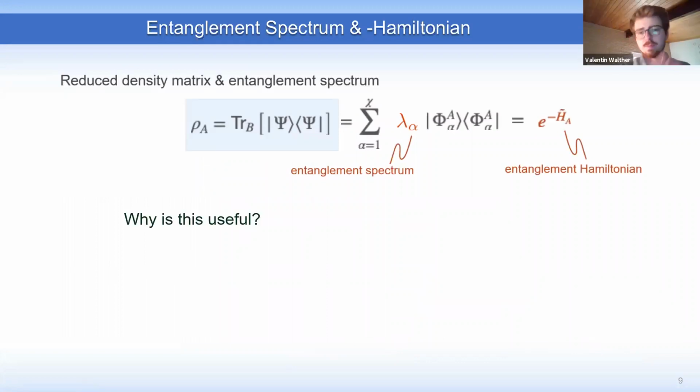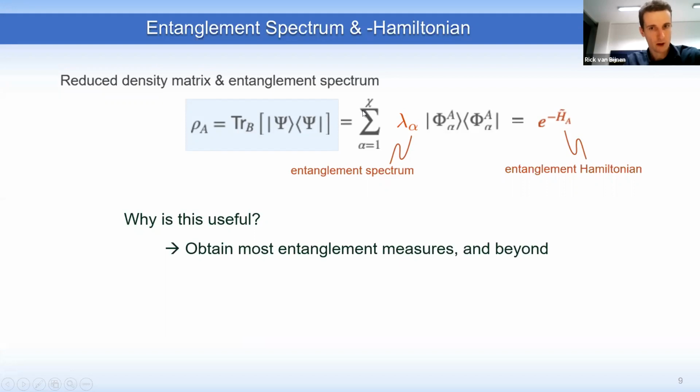Okay, so why is this useful? Why are these things interesting? There's the entanglement spectrum and there's the entanglement Hamiltonian. If I could measure this, if I could find this out from an experiment, obviously I can compute all entanglement, or not all, but a lot of entanglement measures, like the von Neumann entropy or the Renyi entropy. So you get a lot of information out in a way.